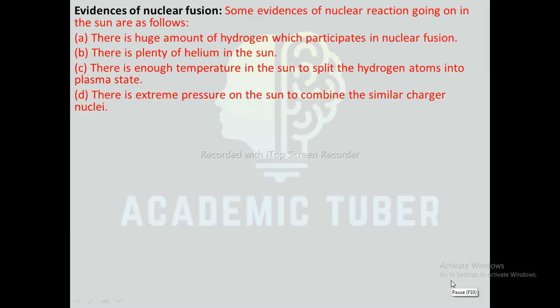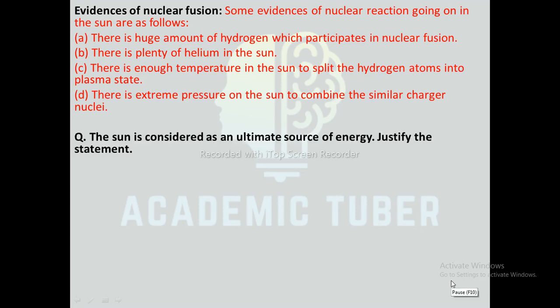Evidences of nuclear fusion. Some evidences of nuclear reaction going on in sun are as follows. There is huge amount of hydrogen which participates in nuclear fusion. There is plenty of helium in sun. There is enough temperature in the sun to split the hydrogen atom into plasma state. There is extreme pressure on the sun to combine the similar charged nuclei.